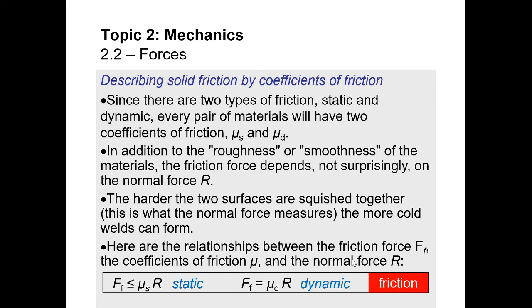And so we come down to these two formulas. These are the last two formulas on your formula sheet in box 2.2. Force of static friction is always going to be less than or equal to mu(s) times r. I just want to talk about that for a moment. Why less than or equal to? For dynamic friction, the force of friction is equal to the product of the coefficient of friction and the normal force, or the reactive force. But for static friction, it's less than or equal to.